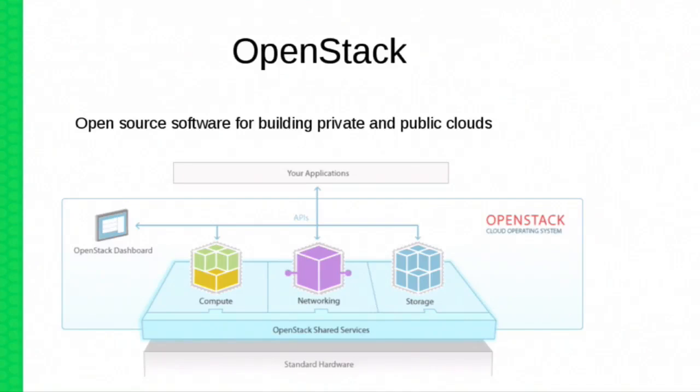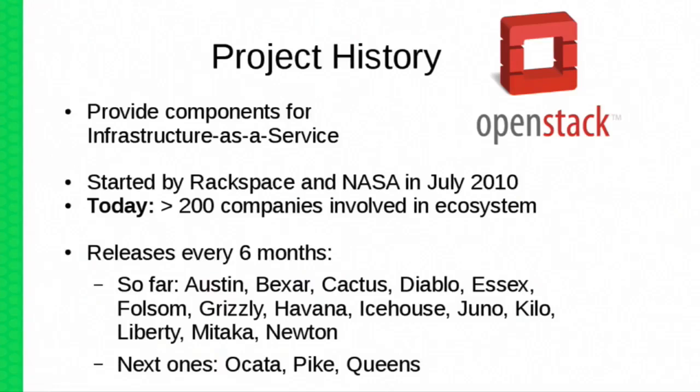So OpenStack is open source software for building private and public clouds. It basically contains a couple of shared services, and you have compute. And it's a compute server. You have CPUs that you want to run your workloads on. You need networking set up for that, and you need storage attached to that. That's how the project started. You have applications using the APIs, and you have a dashboard that can show that and be used as a graphical interface. And with all of that, it provides components for infrastructure as a service.